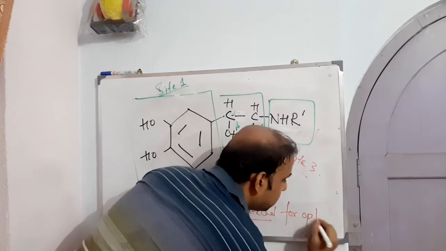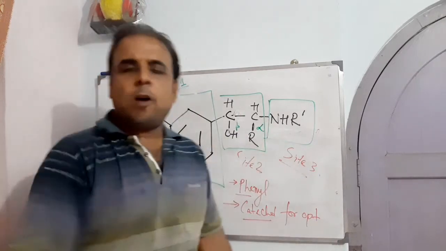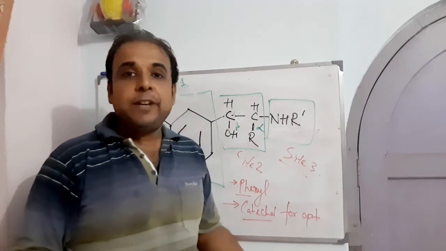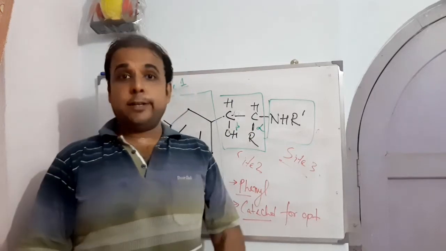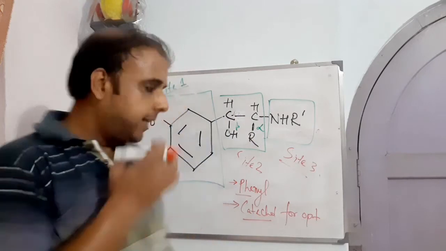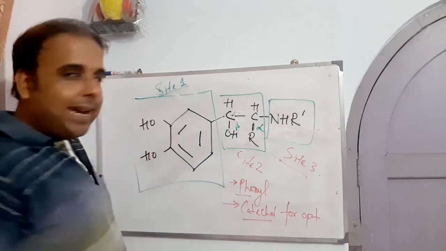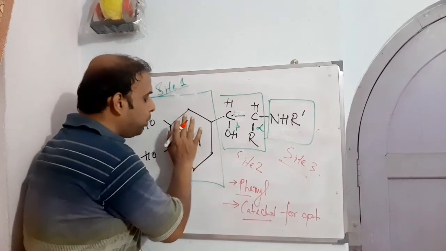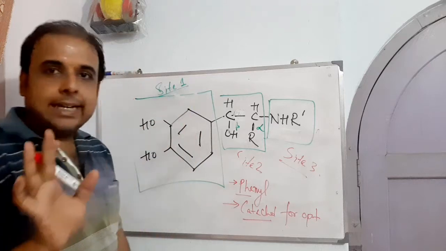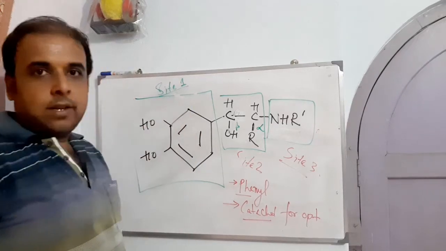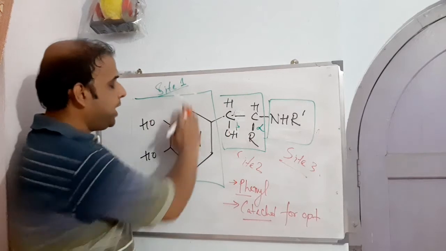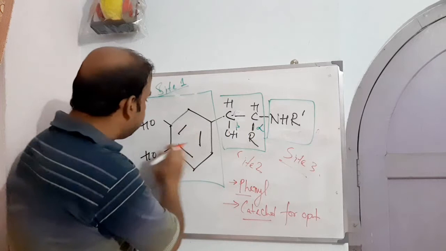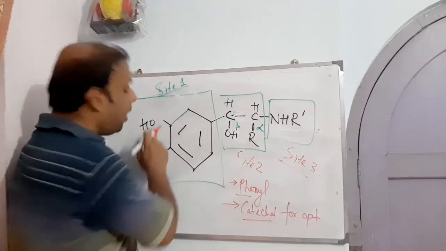For optimum affinity. And when there is optimum affinity, what can we expect? We can expect optimum biological response, optimum intrinsic activity. So that means catechol. Why is it catechol? Because in catechol, to a phenyl, two hydroxyl groups are attached which are ortho to each other. We are not looking at this particular part. We just consider this as a separate entity, and the separate entity is holding two hydroxyls which are ortho to each other.